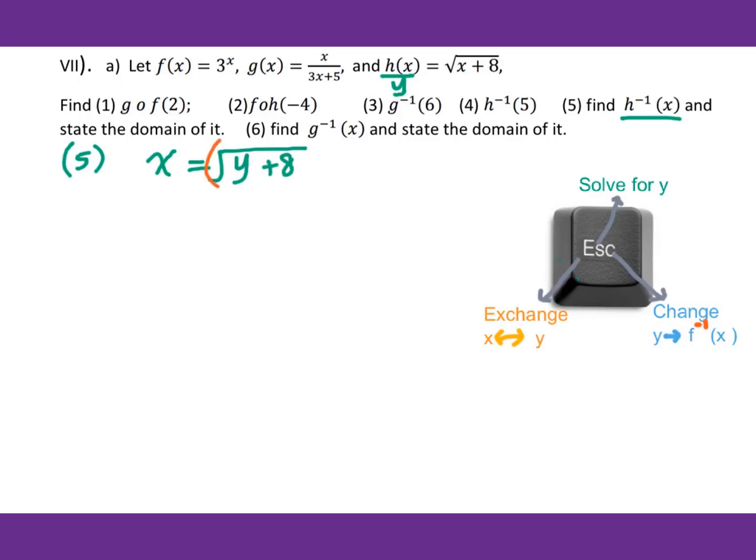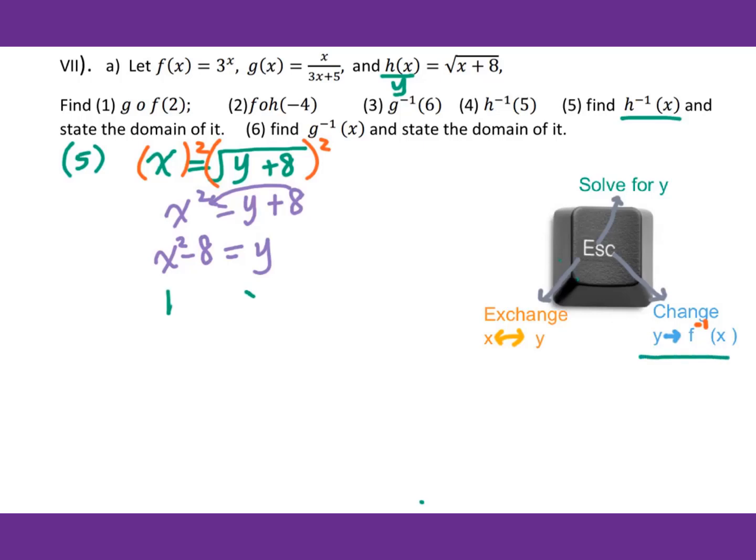Then we solve for y, square both sides. You will get x squared equals y plus 8. So subtract 8 both sides, you will get x squared minus 8. Then change this y into inverse symbol. You will get inverse of h of x equals x squared minus 8.